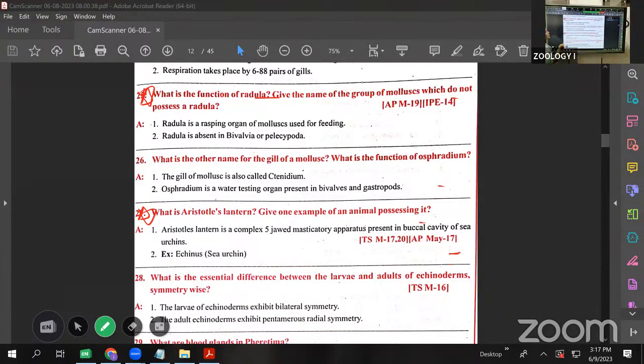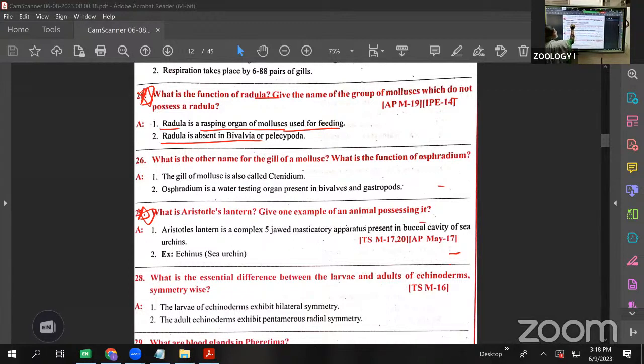Radula is a rasping structure. Inside the mouth, the radula is present. Radula is the rasping organ of the mollusk used for feeding. For the feeding purpose, a rasping structure is present inside the mouth, which we call the radula. Radula is absent in the bivalvia. Remaining mollusks have the radula, but these animals do not.